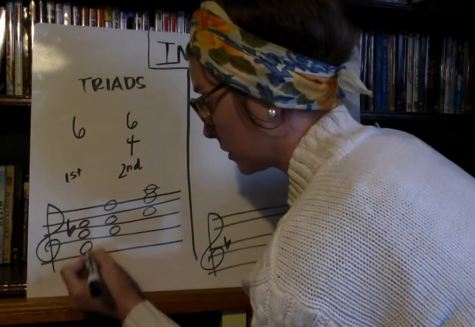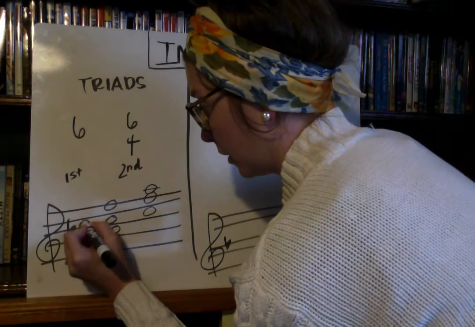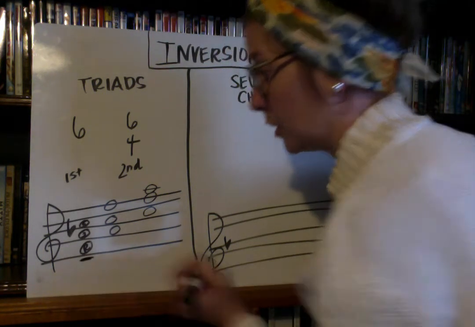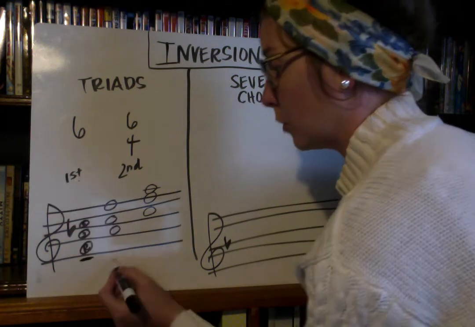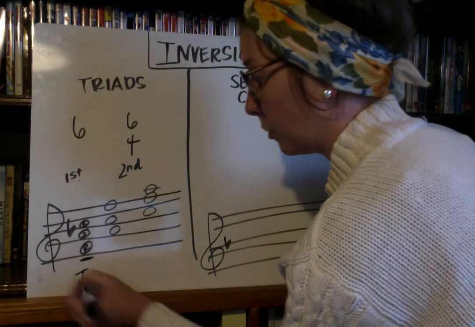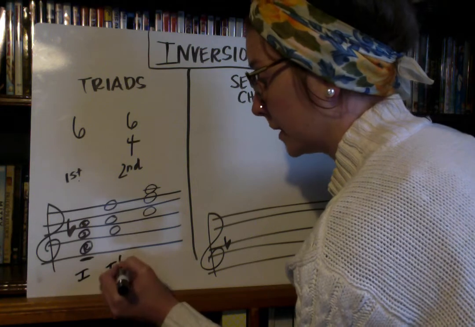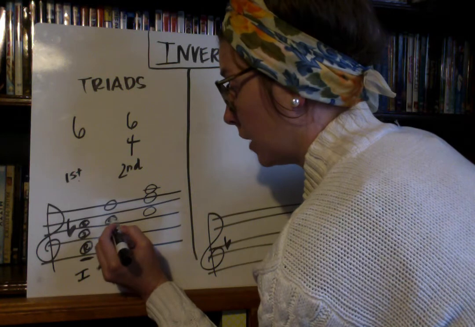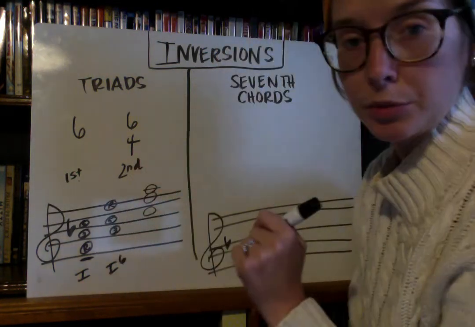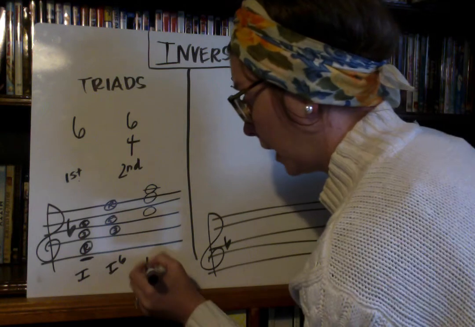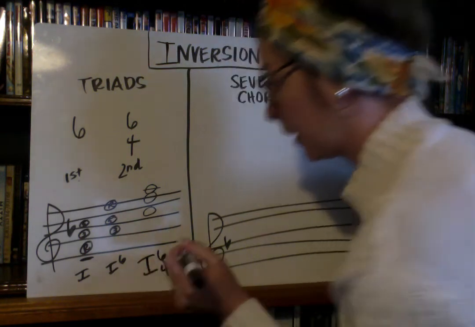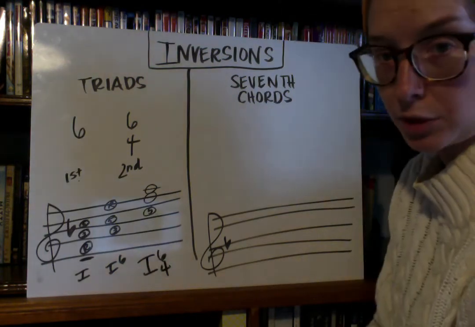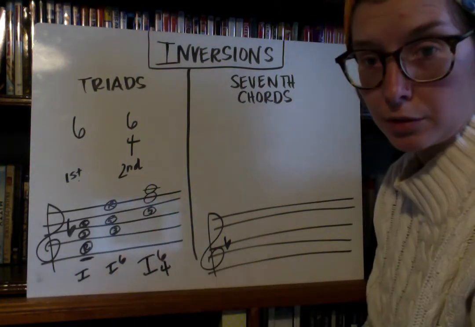So this is the root, the third, and the fifth, okay? In root position, the root is your lowest note. In first inversion, when you see 6, let's go ahead and put Roman numerals, okay? So let's say that's the 1, 1, 6, okay? That means the third is the lowest note, and then you have the fifth and the root above it, okay? And then if you see 6, 4, that means the fifth is your lowest note, is your bass note, and it's second inversion, okay?